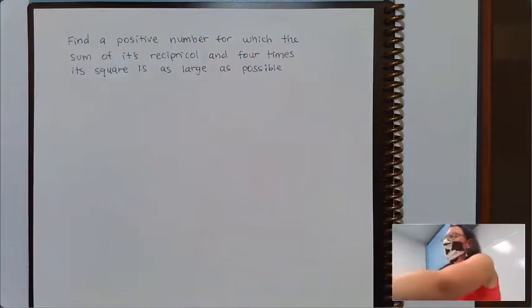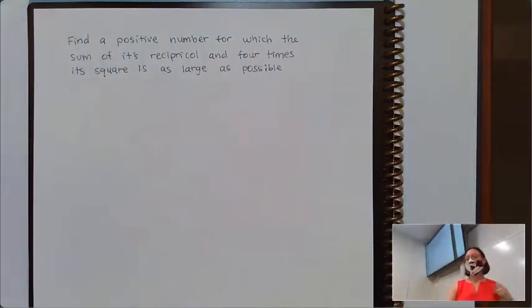Some of the optimization problems in the book are really just kind of like this. They're not even pretending to be real world-ish. We're just doing some stuff with numbers. How do I know it's an optimization problem? Because I've been asked to make something as large as possible.